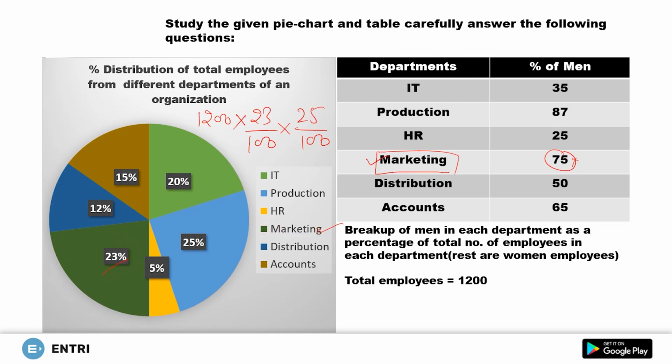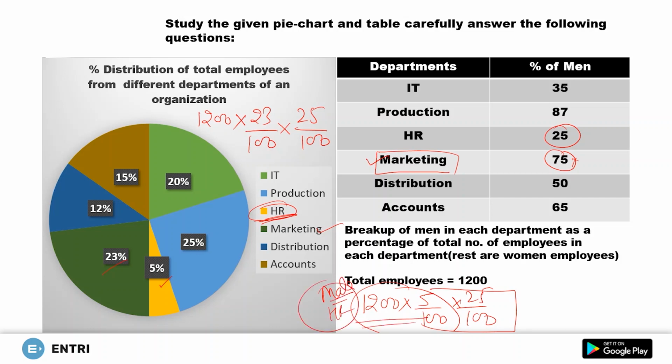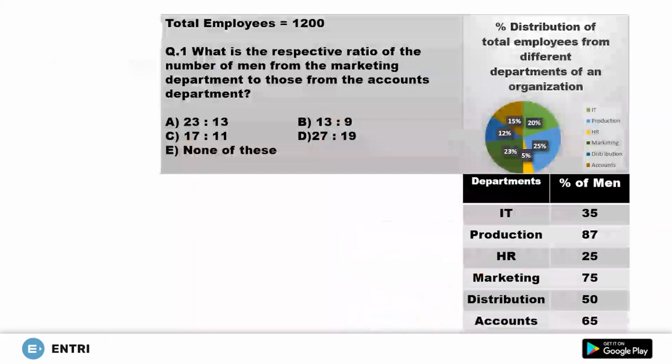Similarly, if you have to find out the number of males in the HR department, you will say the total is 1200. In 1200, 5% are in the HR department, and of this total in HR, 25% are male. So I hope this concept is clear. So if you have to find the males in HR, you will calculate like this. Done. So now move to the question and we will calculate the answer.